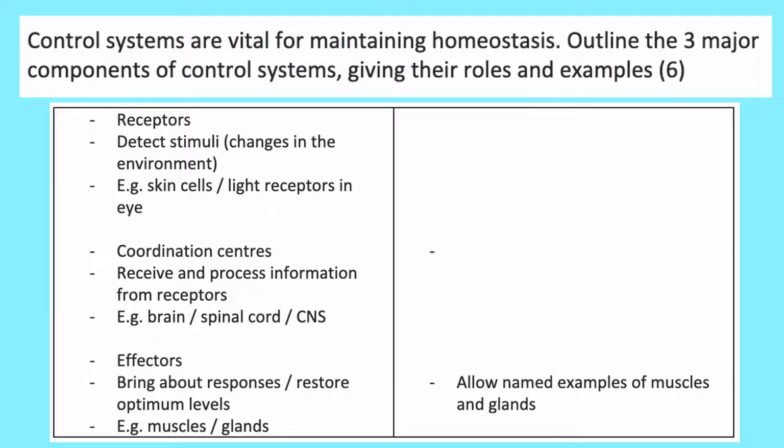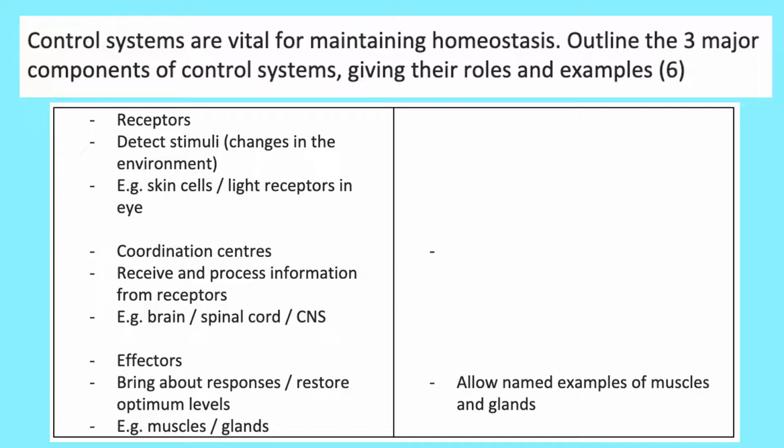As always, they're going to be assessing your quality of written communication. The question here really shows you how they want you to structure your answer. You need to very clearly say what the three major components are: receptors, coordination centers, and effectors. Then, for each component, you need to give a role and an example. So I would structure it like that. Do a short paragraph on receptors, a short paragraph on coordination centers, and a short paragraph on effectors.